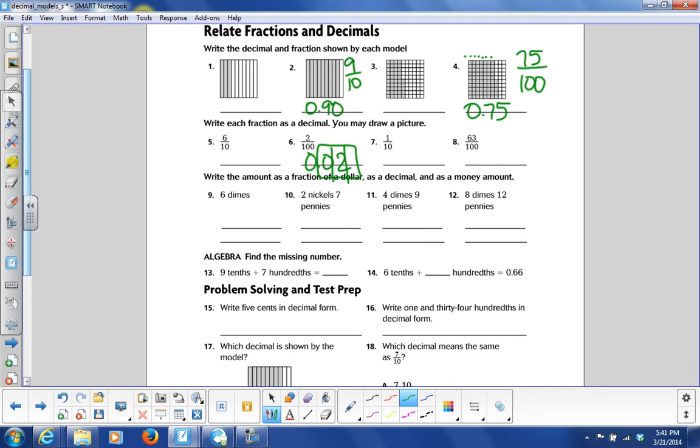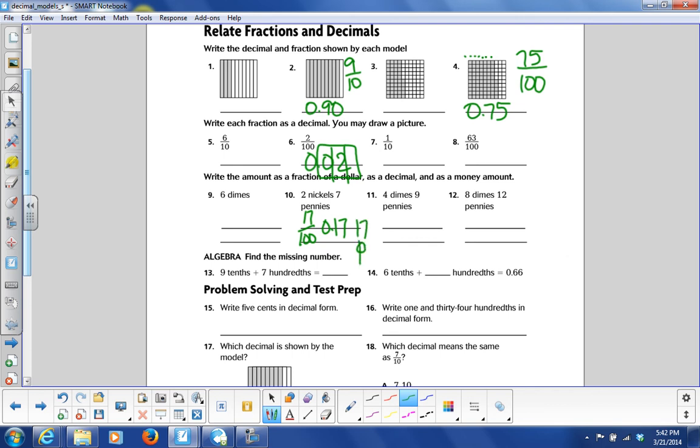Write the amount as a fraction of a dollar, as a decimal, and as a money amount. Okay, so if I have 2 nickels and 7 pennies, my fraction of a dollar is going to be, let's see, each nickel is worth 5 cents. So now I have 10 cents, which is 1/10 of a dollar, and then 7 pennies. So 10 plus 7 is 17. Okay, so 17 of a dollar, or 17 over 100. It's also going to look like 0.17, which is also going to be 17 cents.